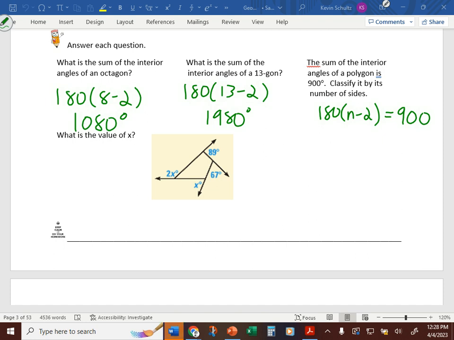How would we go about solving this? You could distribute the 180. What else could you do? You could start by dividing 900 by 180, because that's going to leave us with n minus 2 equals 5. Then add 2 to both sides to get n by itself, and n will equal 7. What kind of shape has 7 sides? Septagon, heptagon, either way.